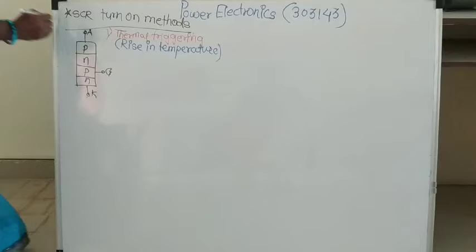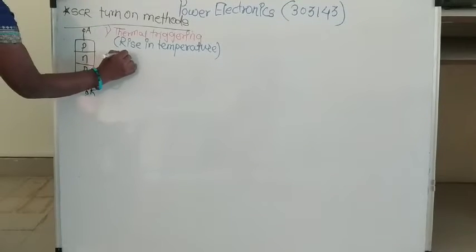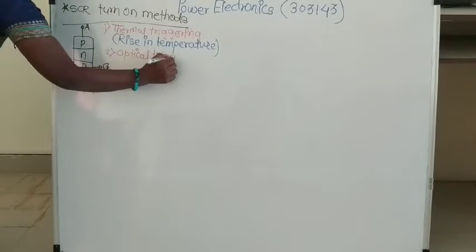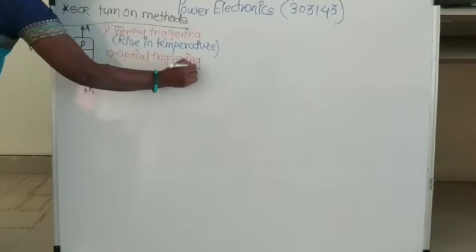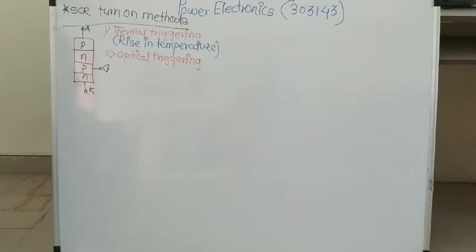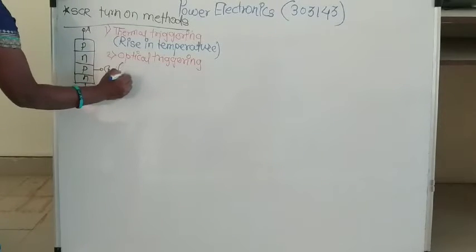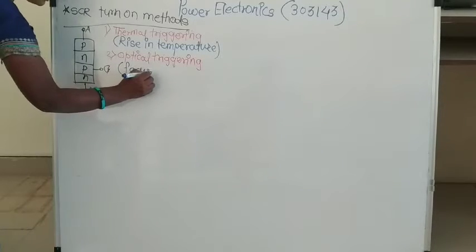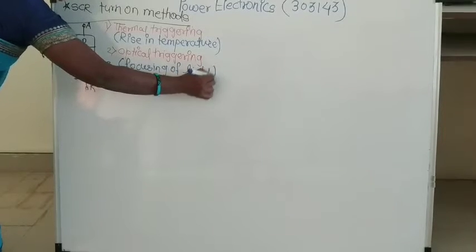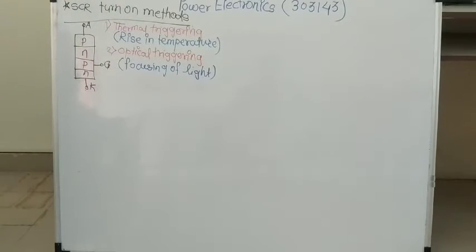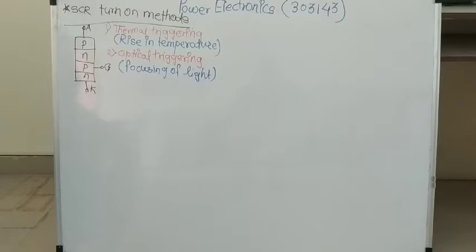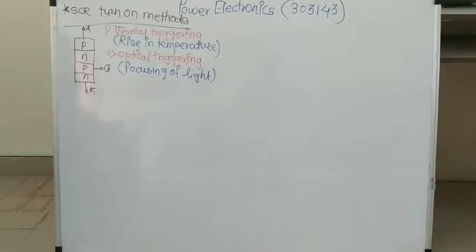Now see, second is optical triggering. Optical triggering means when we incident light on the SCR. In other words, we can say that this optical triggering is also called focusing of light. Means when we insert the light or photons on the SCR, then also it gets turned on, called optical triggering. Third is the forward voltage triggering.